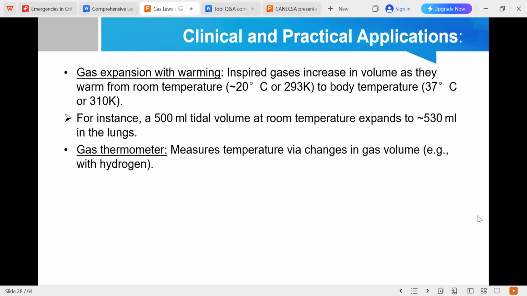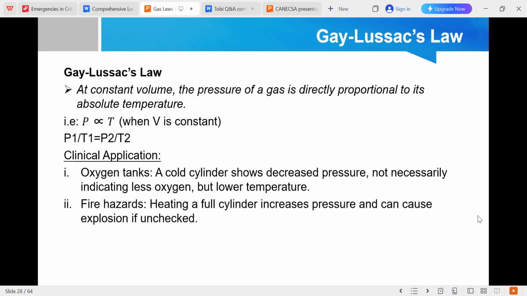All right, we mentioned this before. So gas expansion with warming. Inspired gases increase in volume as they warm from room temperature to body temperature. So for instance, if you have a 500 mL volume at room temperature, this can expand to 530 mL in the lungs where you have 37 degree body temperature. And for temperature measurement, remember that the glass thermometer uses the impact of heat on gas volume.